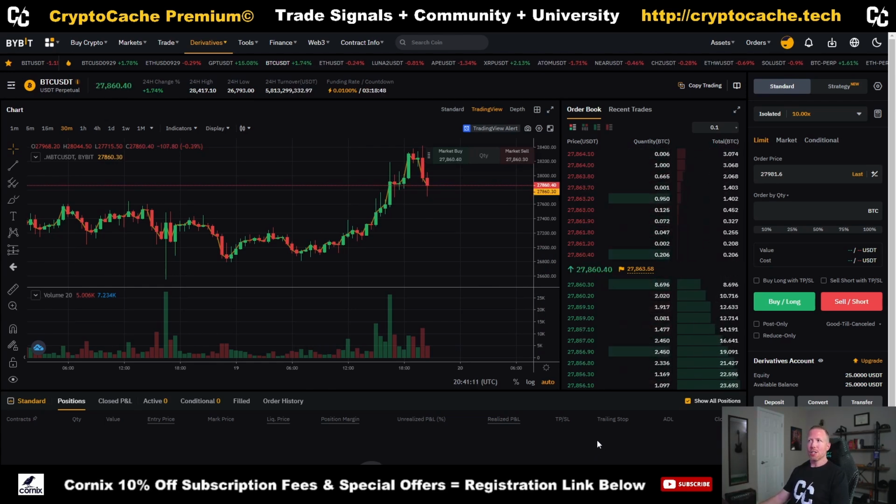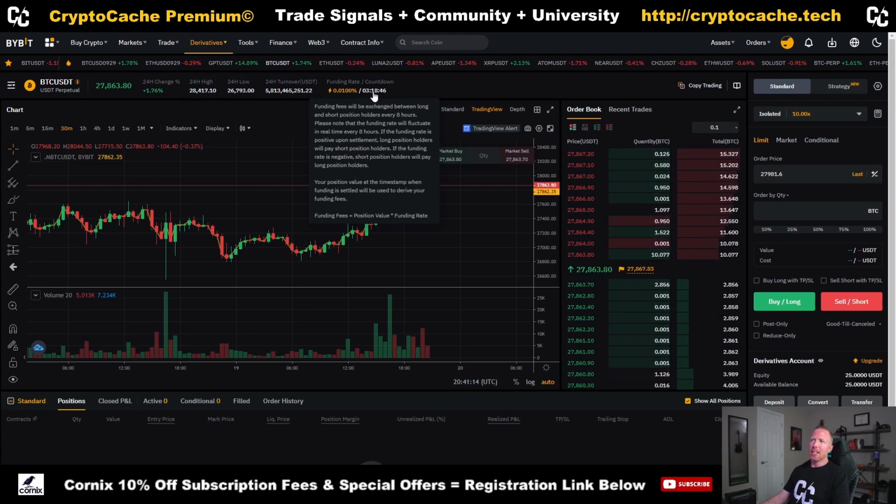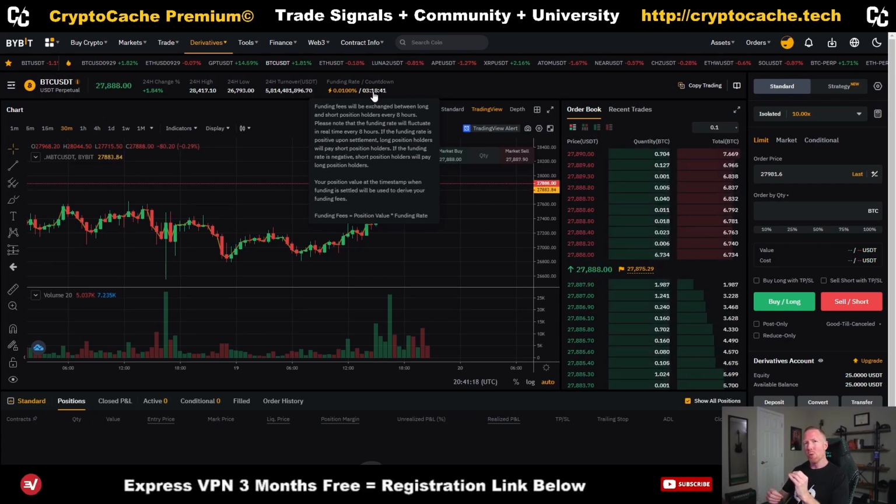The very last thing to touch on will be the funding rate. This tells you that, based on the direction the price is heading, you'll pay either more or less for trading fees.